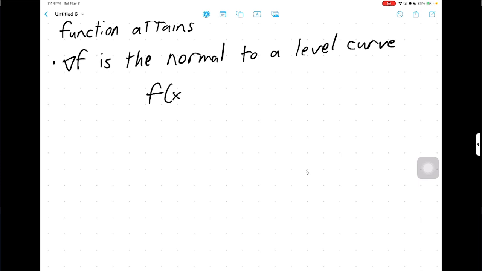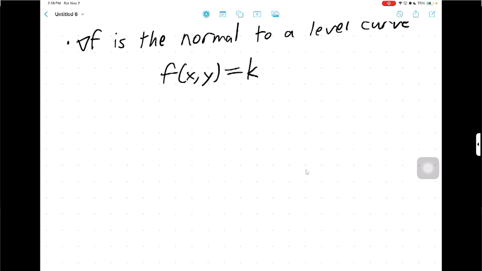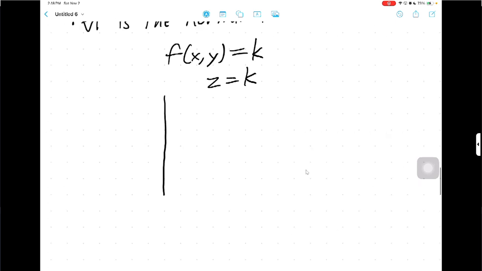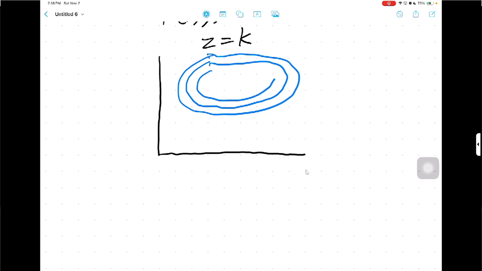So if we remember from earlier, the level curves are essentially where we had f of x, y is equal to k, or in this case z is equal to k. So suppose we had some sort of function like this. Let me just go ahead and grab some extra colors. And that these were the level curves in question. And z is equal to 0, z is equal to 1, z equals 2, you get the idea.